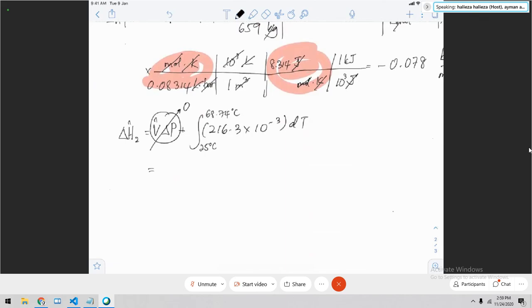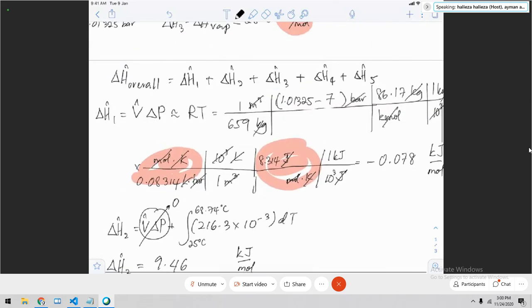What is the answer in kilojoules per mole? Anybody? 9.46. Anybody getting a different value? Okay, good. So that's our second change of enthalpy.